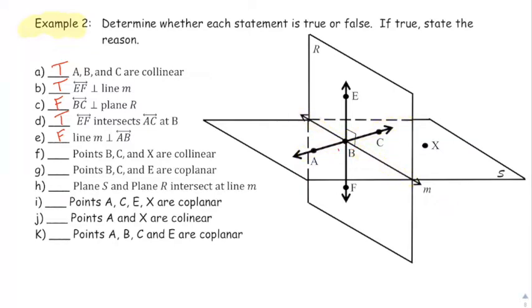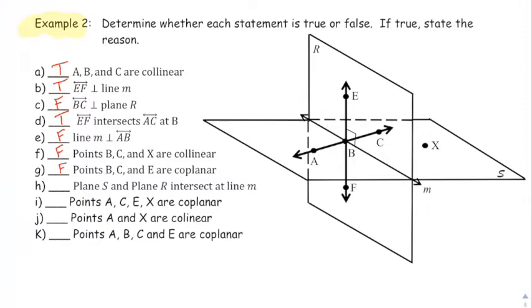Okay, points B, C, and X are collinear. So here's point B, C, and X. Since those are not drawn on the same line, we're going to put false for that one. We would need to see one single line drawn through those, and there's really not even a way you can draw a line through those points there, so that one's going to be false.